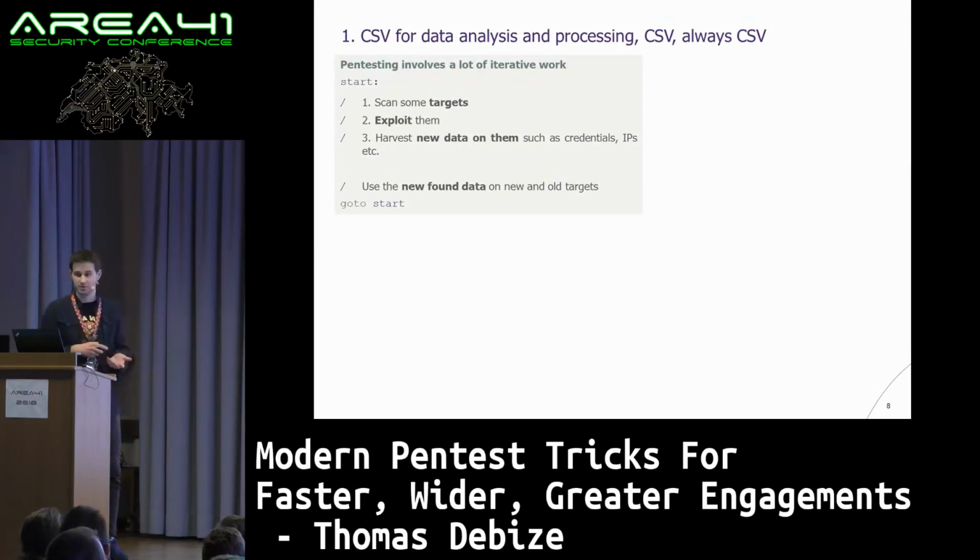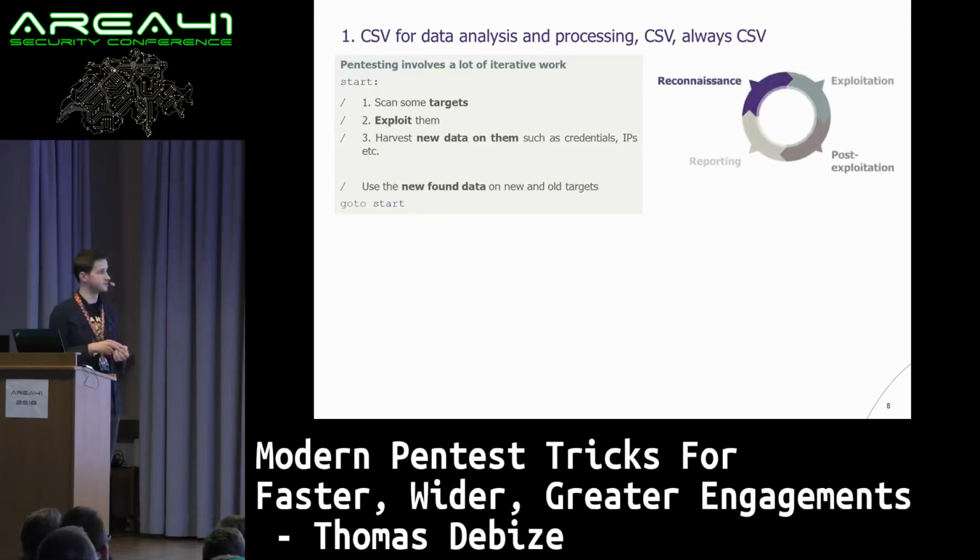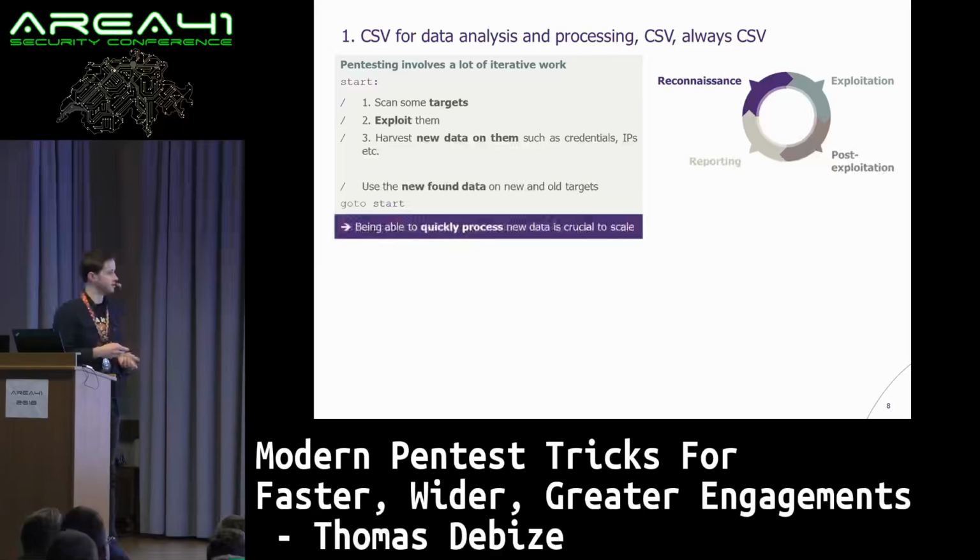As you know, I don't know if I taught you this, but pentesting involves a lot of iterative work. You scan some stuff, you exploit, you harvest some new data, and you apply it on new and old data. And that's it. That's the wheel. Our job is an advancing and leading wheel, but that's why you need to process a lot of data every time during multiple phases of an engagement, and you need a really good data format.